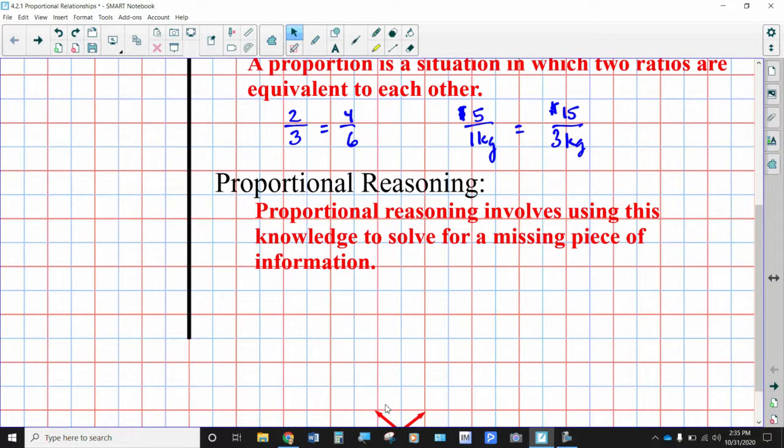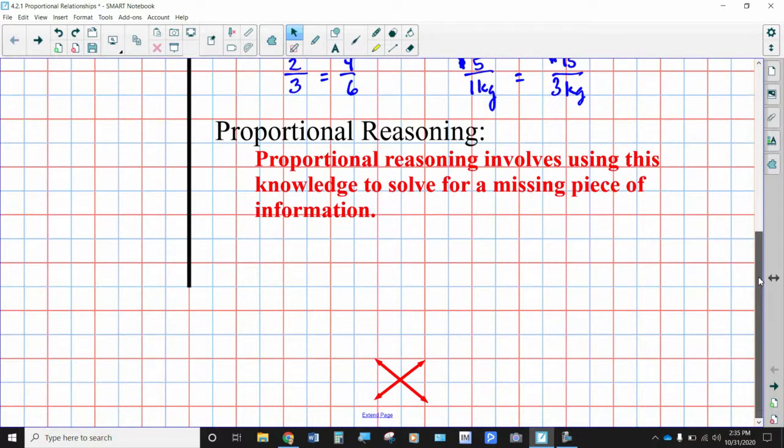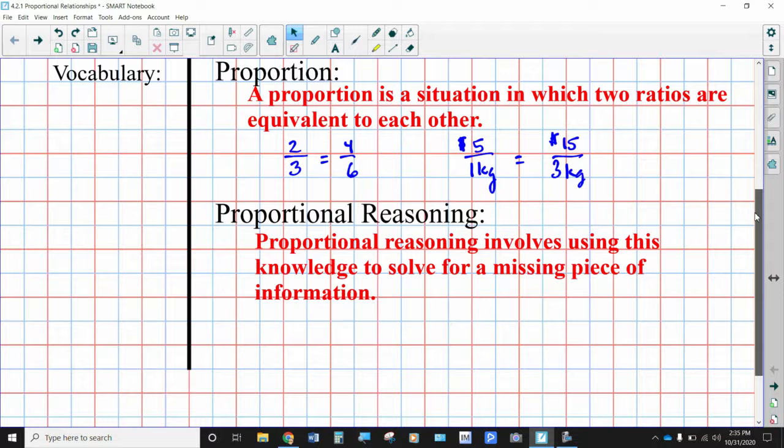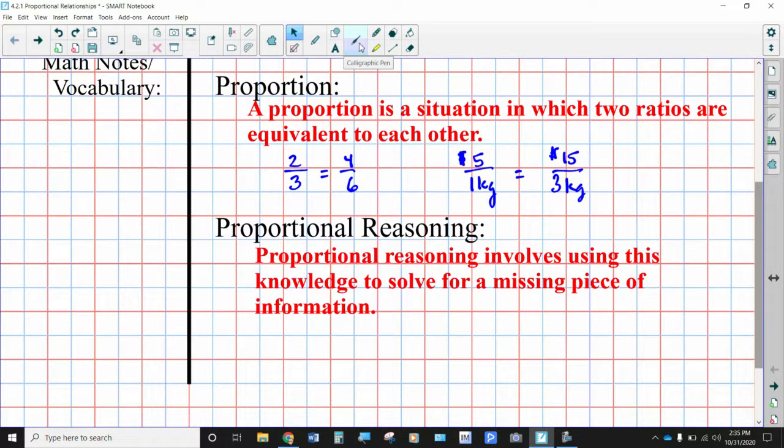So let's go back. What do I have down here? I have something that looks like the coat of arms. All right, we'll get to that in a second. All right, so where are we?